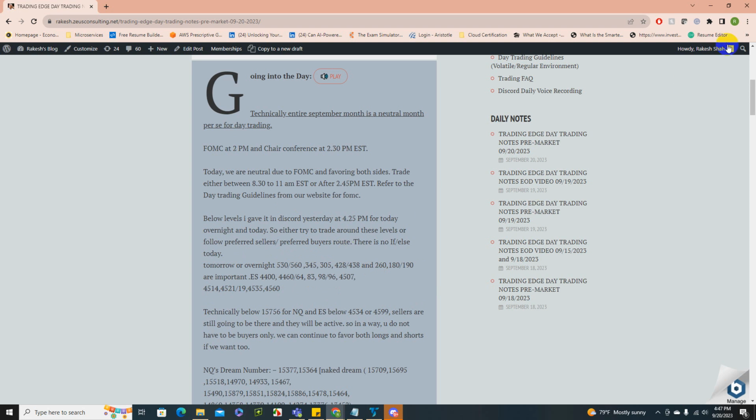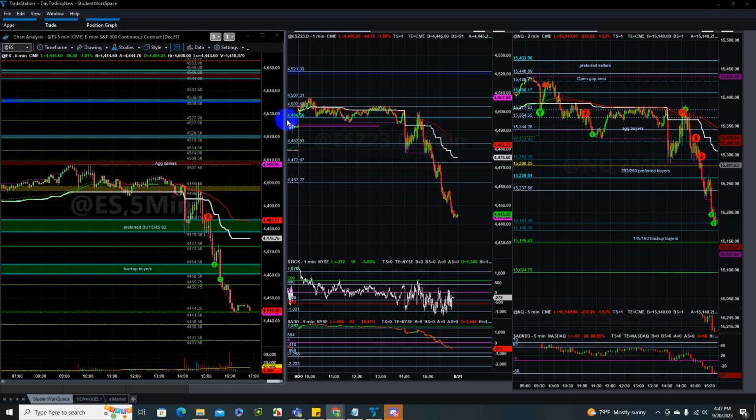Okay, now let's go here. So the idea is neutral, favoring both sides, and either trade 8 to 11, which is here to here. But look at this, ES was very tight range bound, so there is no trade in ES. But in NQ there was a trade right off the open, right here. It was a 50% probability. Why?